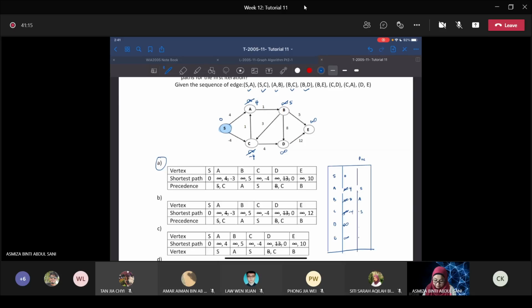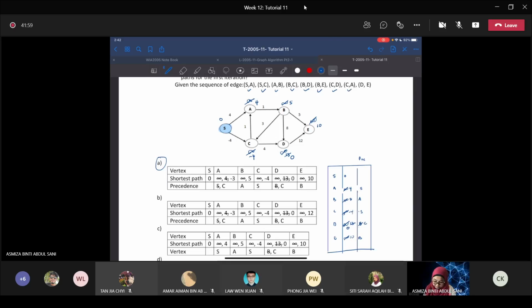BD, 5 plus 8 is 13, so we're going to update this into 13. The predecessor is B. BE, 5 plus 5 is 10, smaller than infinity, so we're going to update this into 10, and the predecessor is B. And then we look at CD. CD, -4 plus 4 is 0, so it's smaller than 13. We can update 13 to 0, and the predecessor now is C.